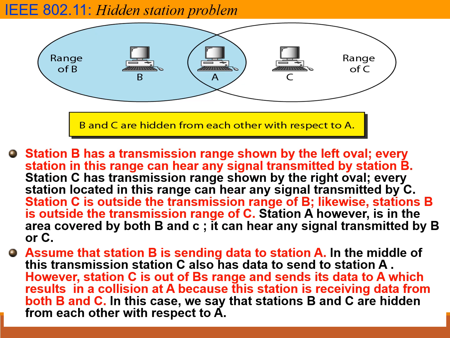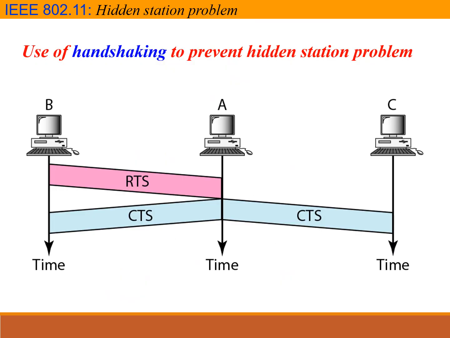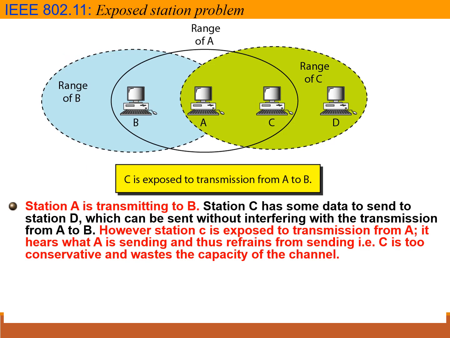As a result of this problem, 802.11 does not use CSMA/CD as Ethernet does. We use handshaking for the hidden station problem. We send an RTS, and then the CTS is sent to station A as well as to station C. This is the exposed station problem diagram, and I already explained what is meant by the exposed station problem.